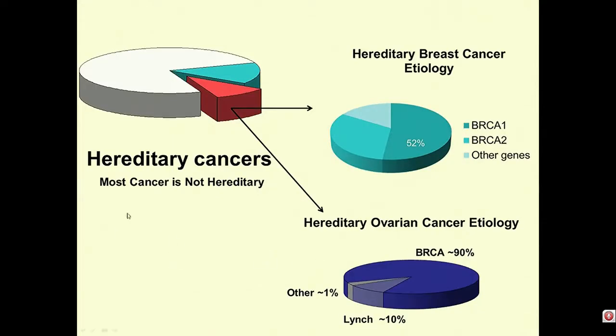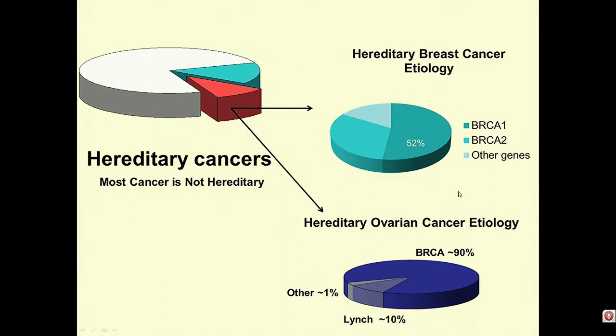I think it's important to remember, and many patients are surprised by the fact, that most cancer is not hereditary. If we look at this pie chart here, the white is representing the percentage of cases that are not hereditary. The red is representing those cases that are hereditary. For breast cancer, approximately 15% of cases of breast cancer are hereditary, and with ovarian cancer, approximately 15 to 20% of cases are hereditary or passed down from one generation to the next.